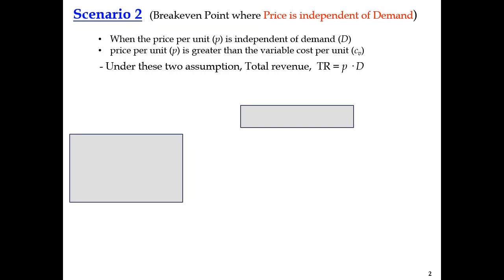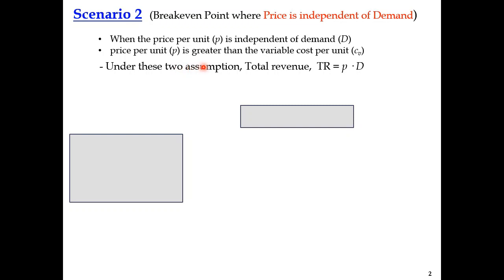In the second scenario, we will assume that the price is independent of the demand. So in the previous scenario, remember we assumed that the price was depending on the demand. But in the second scenario, we assume that this price is independent of the demand. So what does it mean? When the price is changed, the demand value will not be affected by these changes.